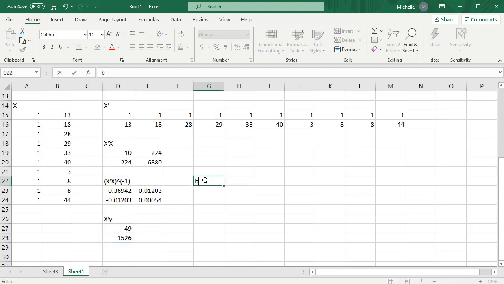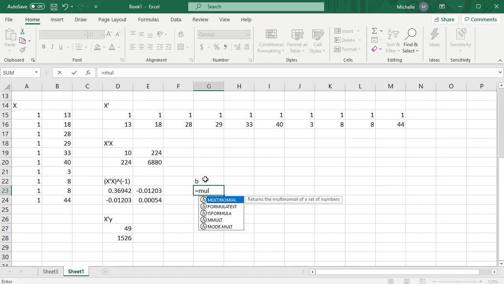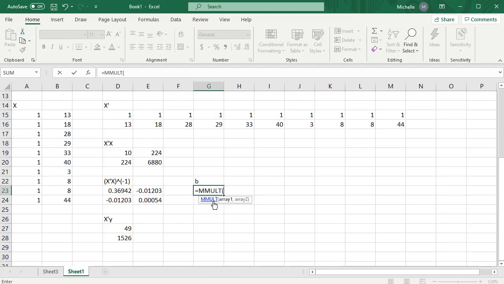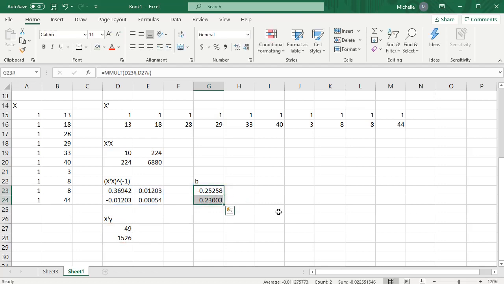So b is going to equal mmult, the matrix multiplication of this guy times that guy, right? A 2 by 2 times a 2 by 1. I should get a 2 by 1. Good. And those are my two b's.